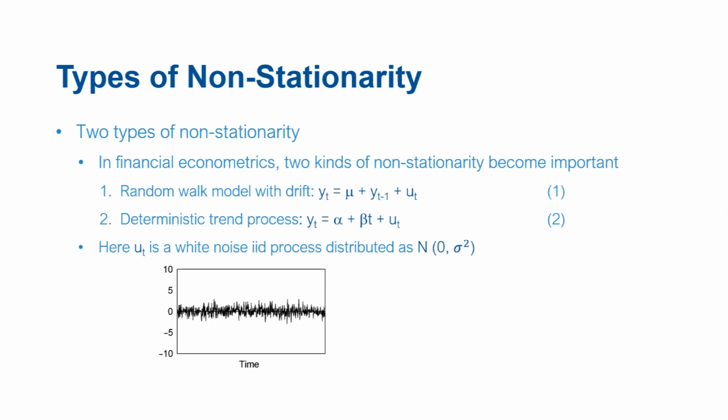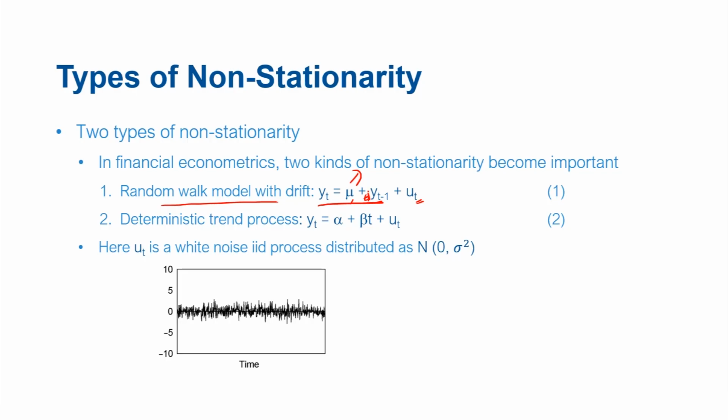Let us introduce the two key types of non-stationarity in financial econometrics. The first is the random walk model with drift. This is also called stochastic non-stationarity. It appears like this: yt equal to mu plus yt minus 1 plus the error term ut. Now mu is the drift, and yt minus 1 comes with a coefficient of 1.